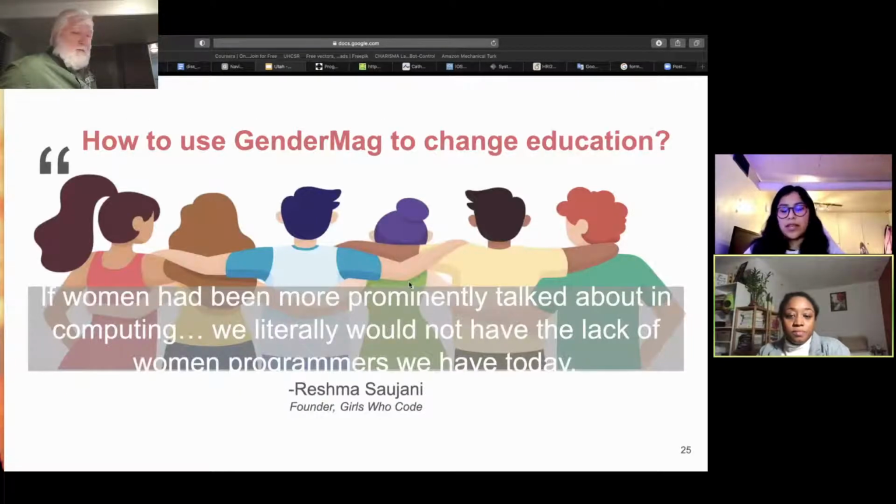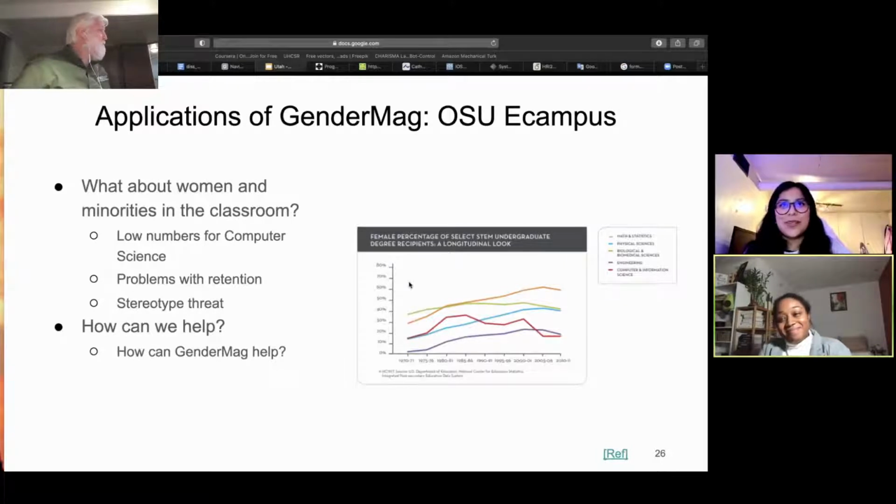Next. So this is just taking a step back from the GenderMag process itself to talk about what GenderMag is being used for now. And this is a quote from the founder of Girls Who Code: If women had been more prominently talked about in computing, we literally would not have the lack of women programmers we have today. So next, please. I'll start off by talking a little bit about women in computing. I'm sure you all know, but the number of women in computer science is pretty low.